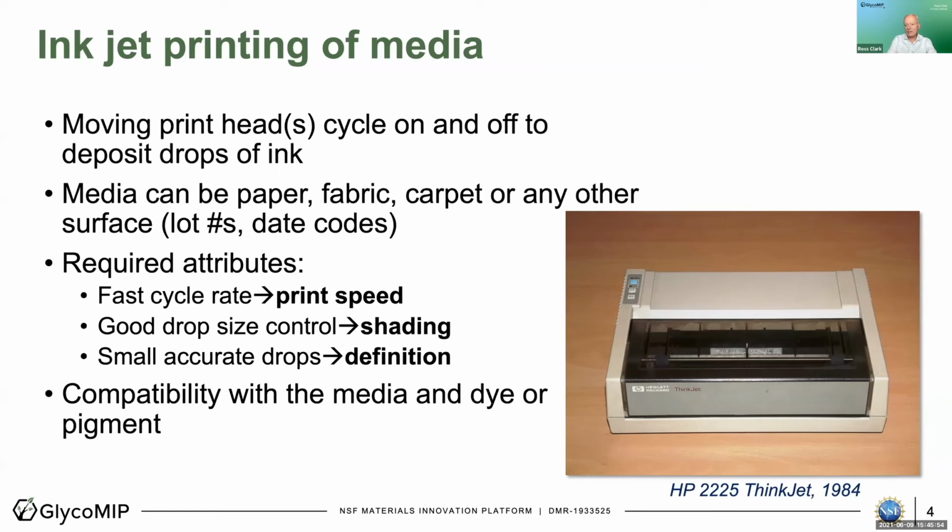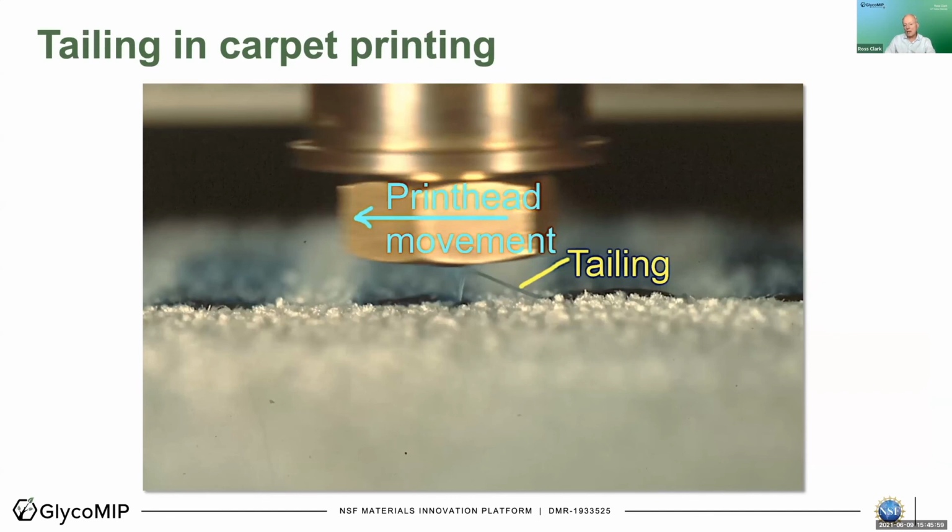So inkjet printing has come a long ways over the years. This photo shows a print head for carpet, and that print head is moving to the left. It has turned off with this bar that you see over here. It's just finished printing this, but unfortunately it's got this little tail, and that's going to fall on carpet that wasn't supposed to be printed, and it's already turned on and started firing here. So we clearly have a problem that's going on here.